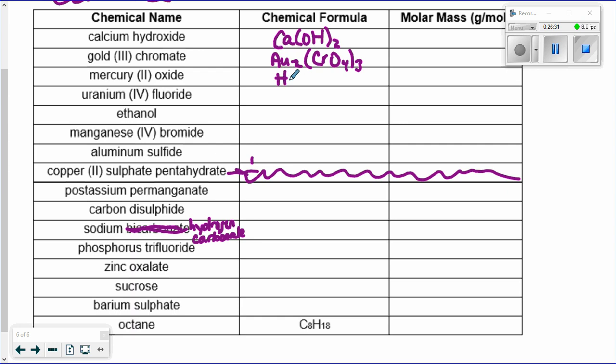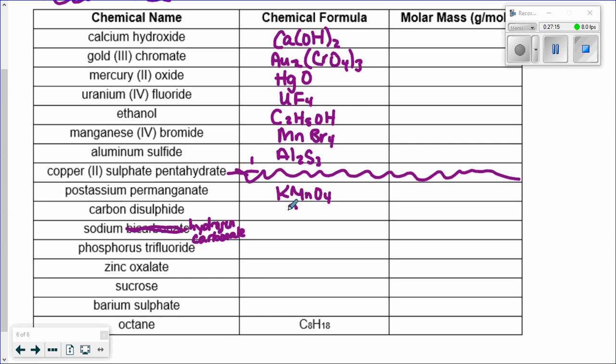Mercury 2 oxide. Uranium 4 fluoride, UF4. Ethanol is one of your memorized ones, so C2H5OH. Manganese 4 bromide is MnBr4. Aluminum sulfide, Al2S3. Potassium permanganate is KMnO4. Sorry, that looks weird.